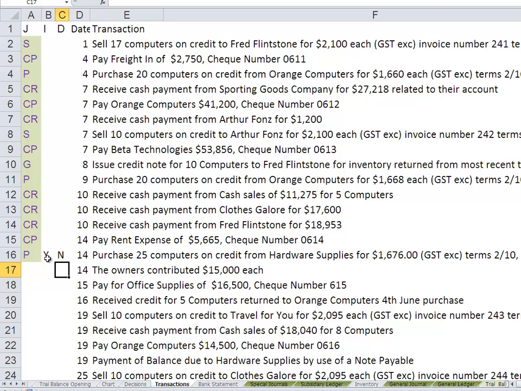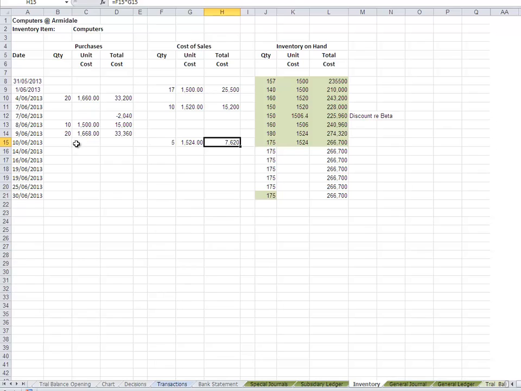So it's $1,676, and there's 25 computers. And that excludes GST. So we go to the inventory workbook. The date is the 14th, and we have purchased 25 computers at $1,676.